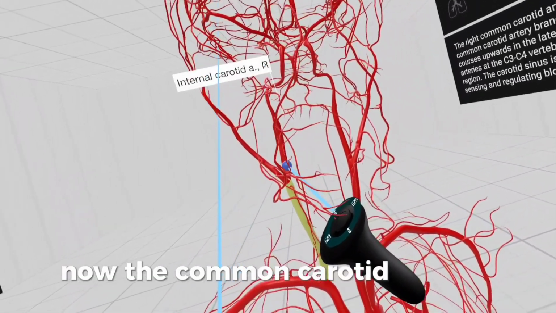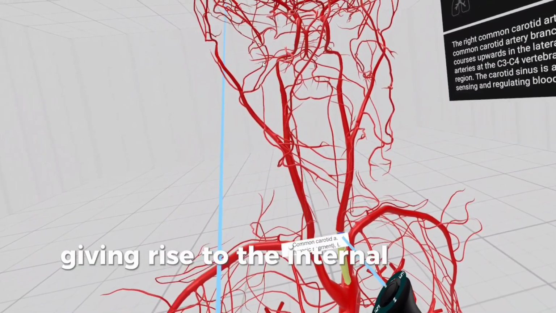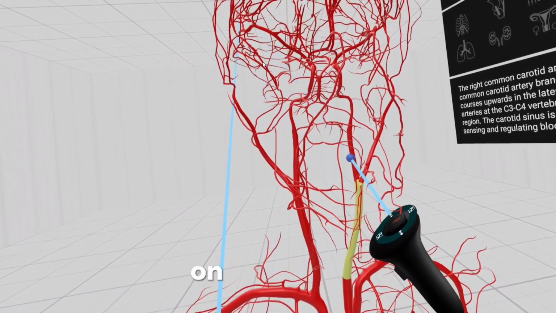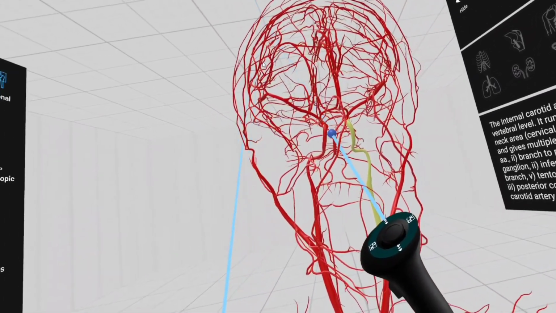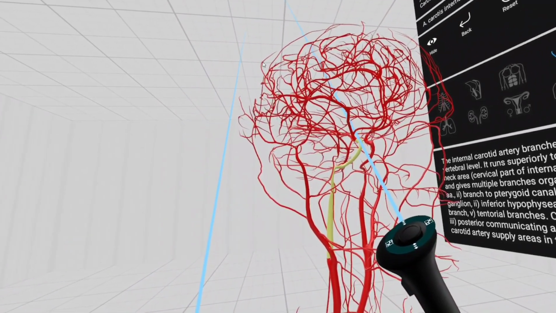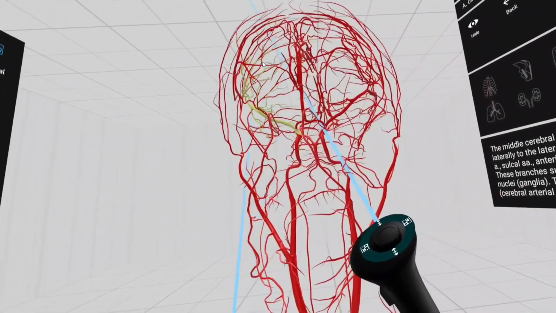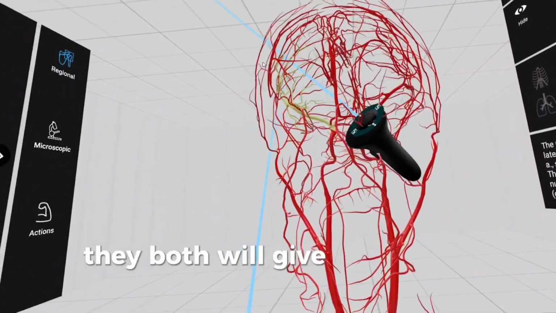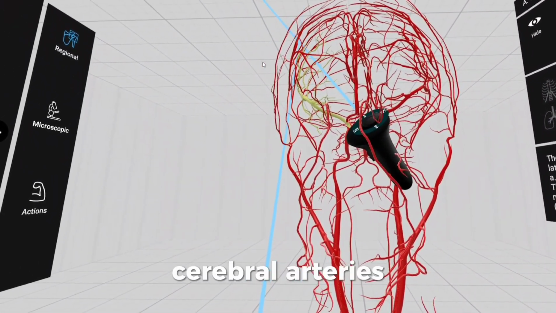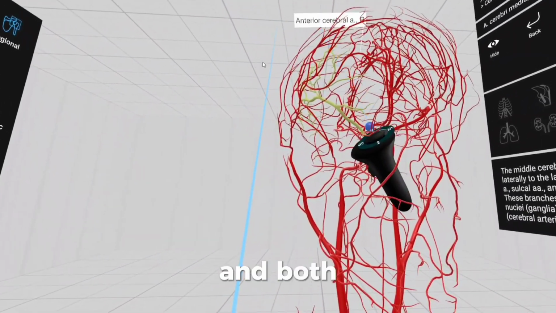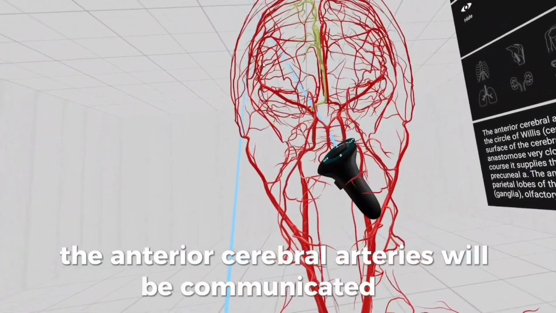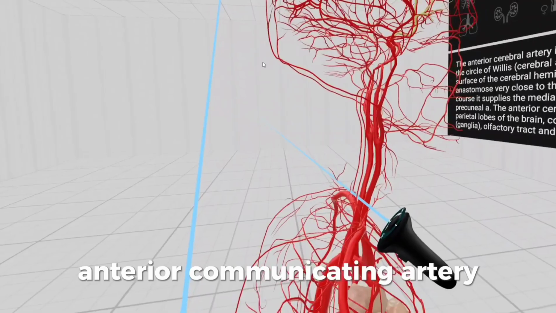Now the common carotid arteries giving rise to the internal carotid arteries on both sides. They both will give rise to the anterior cerebral arteries, and both the anterior cerebral arteries will be communicated by the anterior communicating artery.